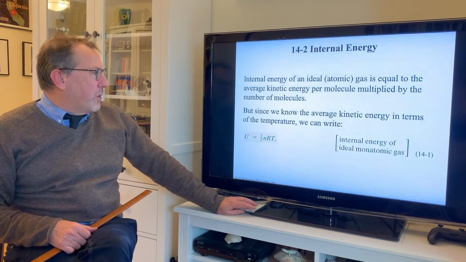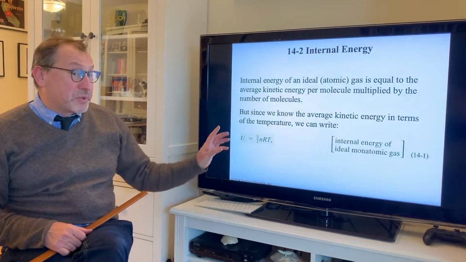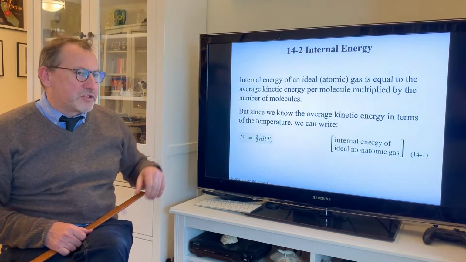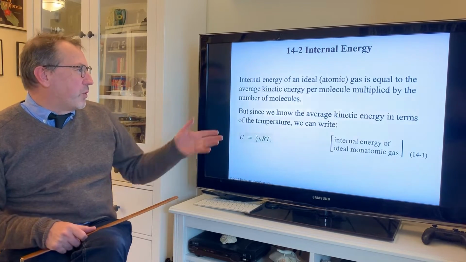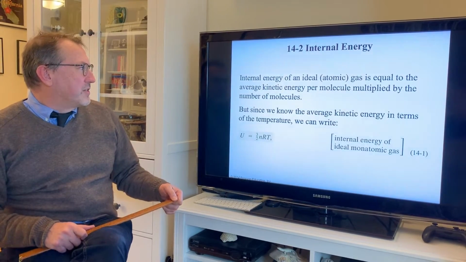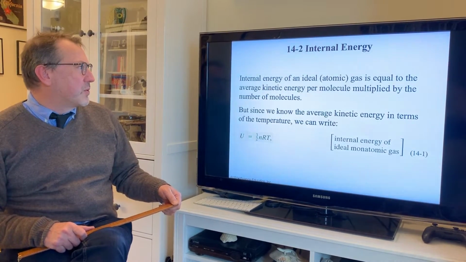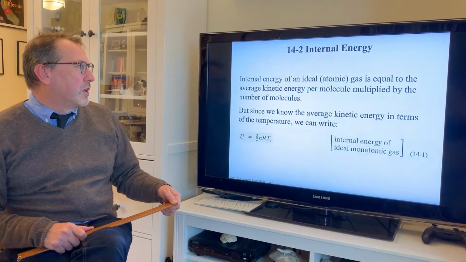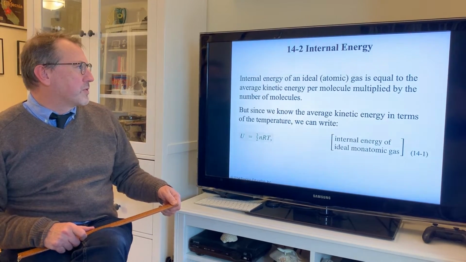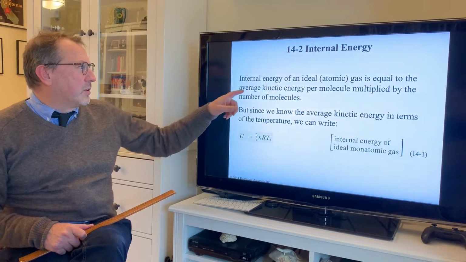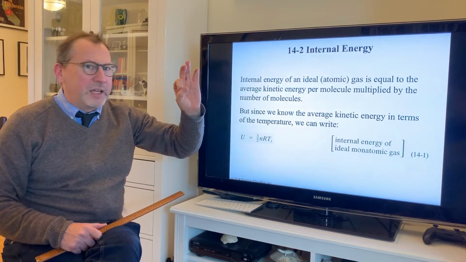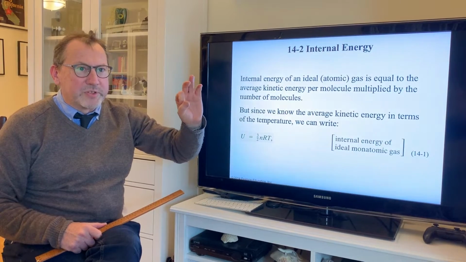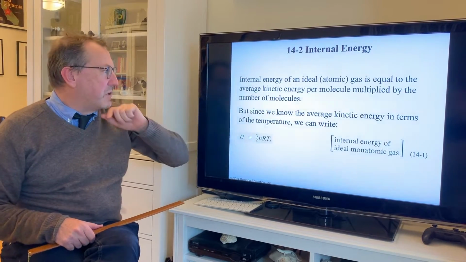Now, we won't get into gases too much because we didn't really do the chapter. We needed to have done the chapter before this to do gases. But, I mean, there's one idea we can take away from here. Internal energy of an ideal atomic gas is equal to the average kinetic energy per molecule multiplied by the number of molecules. Now, an ideal atomic gas will be like helium. It's just an atom. And the only way that helium can store energy is by running around.